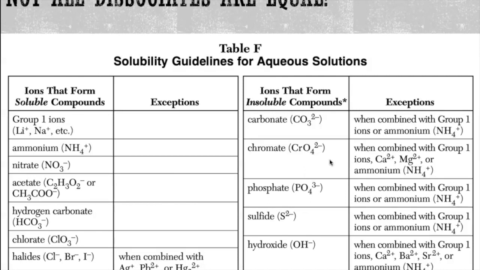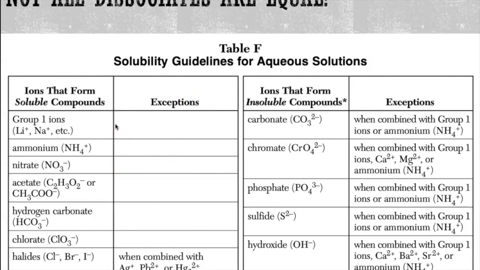Now this table is slightly confusing the way that it's been written, because while it says the solubility guidelines for aqueous solutions, in fact this is not one table. It is in fact two separate and unique tables. On the left, it shows ions that form soluble compounds. So the table on the left shows solubility rules. The table on the right shows you which compounds are insoluble.